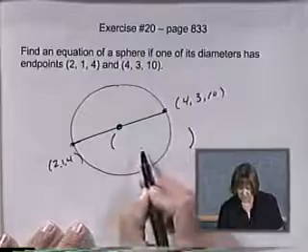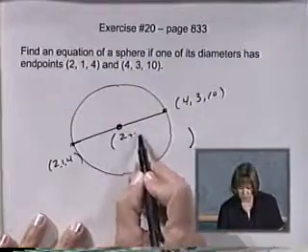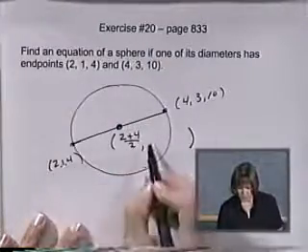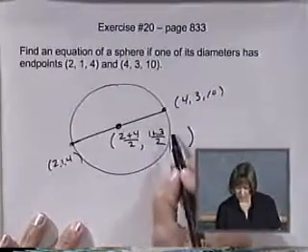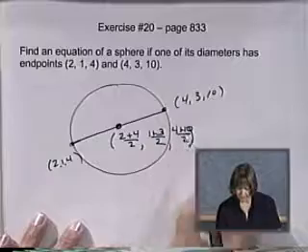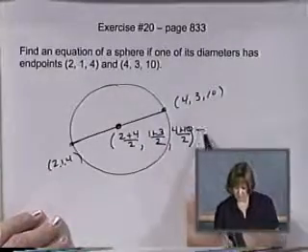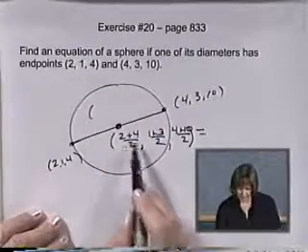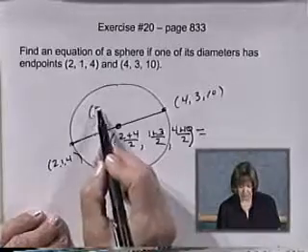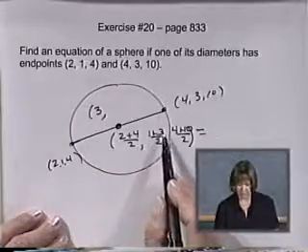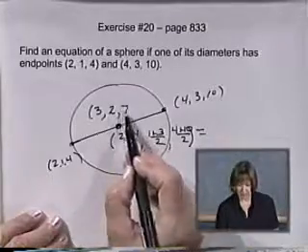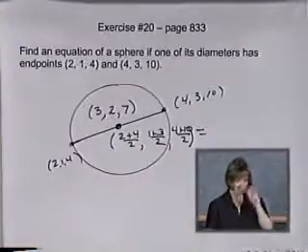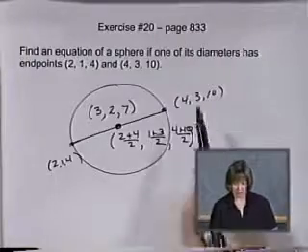It's the midpoint. So to get its coordinates, I'm going to add 2 and 4 and divide by 2, 1 and 3, the y-coordinates, and divide by 2, and 4 and 10 and divide by 2. So that particular point, the midpoint, is 2 and 4 is 6, divided by 2 is 3. 1 and 3 is 4, divided by 2 is 2. 4 and 10 is 14, divided by 2 is 7. I have the center of the circle, the point 3, 2, 7.